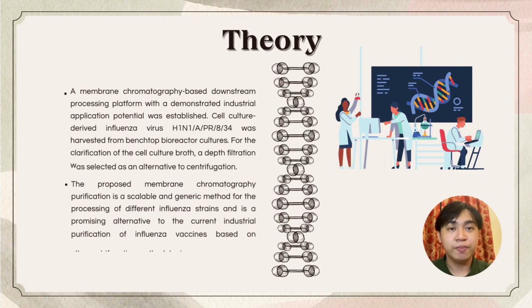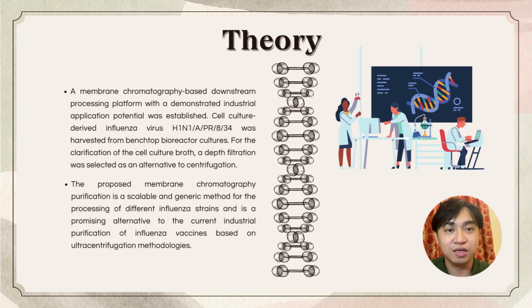First of all, a membrane chromatography-based downstream processing platform with a demonstrated industrial application potential was established. Cell culture-derived influenza virus H1N1 A/PR/8/34 was harvested from benchtop bioreactor cultures for the clarification of the cell culture growth. A depth filtration was selected as an alternative to centrifugation.